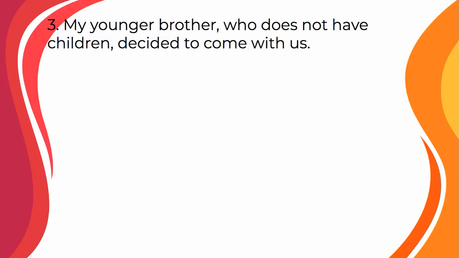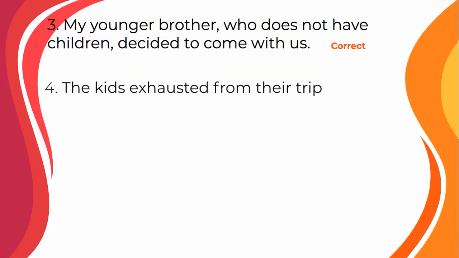Number 3, my younger brother, who does not have children, decided to come with us. By reading out loud, maybe even just by seeing it, you should be able to tell this is a complete sentence. The "who does not have children" is not a complete sentence. That would be a fragment. It's an adjective clause describing brother, but because it's been attached to an independent clause, it works.